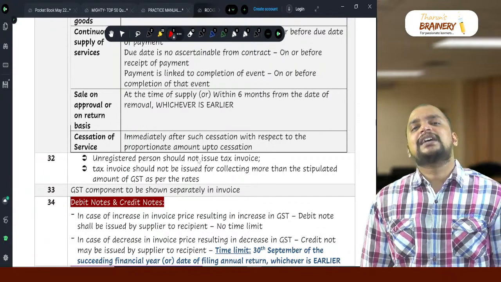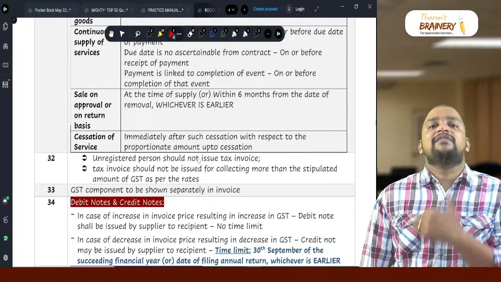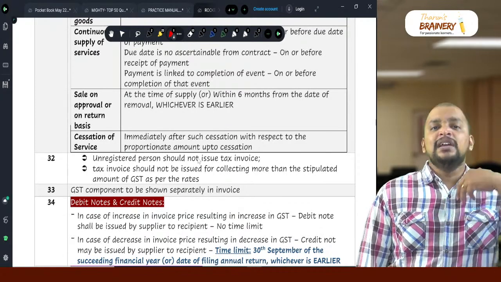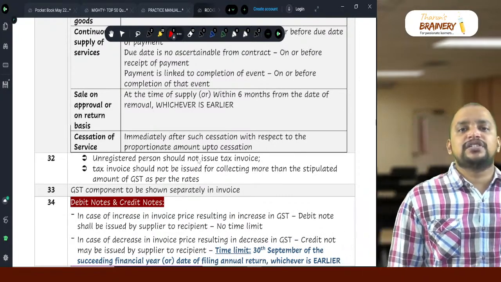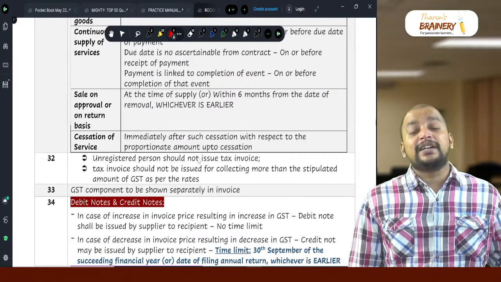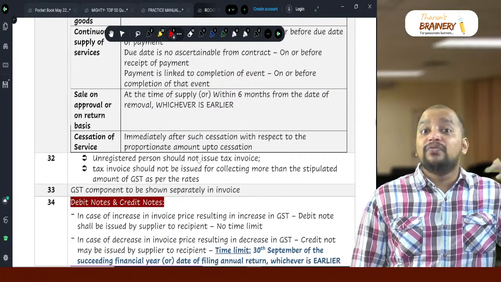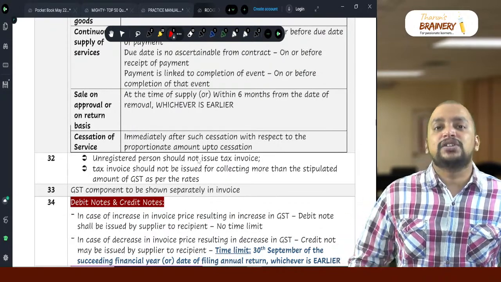If you are not accepting within 6 months, on expiry of 6 months, it is deemed that you have accepted. So therefore I will be required to give invoice on expiry of 6 months. So the time limit of issuance of invoice, remember, is 6 months from the date of removal or date of acceptance by the buyer, whichever is earlier will be taken.